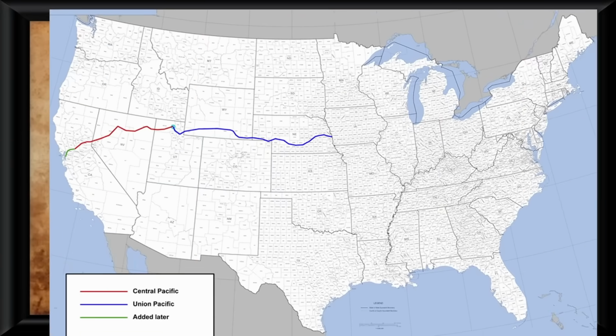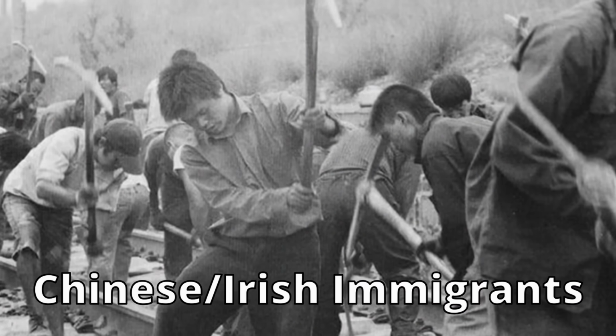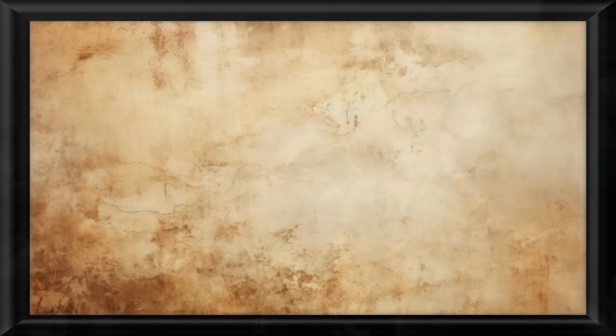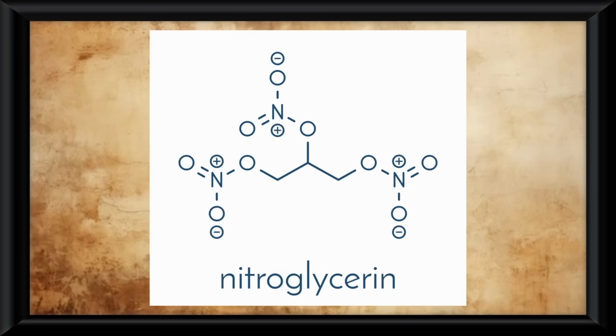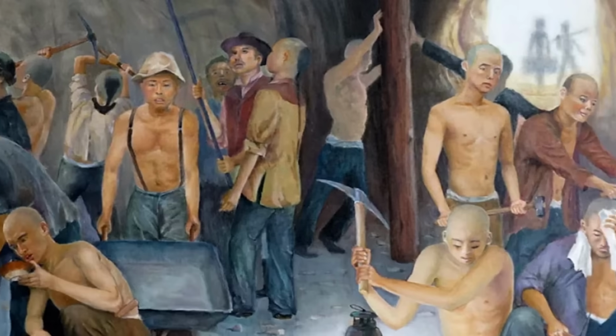So we already talked about the Transcontinental Railroad. What we didn't talk about was that the people building this railroad were mostly Chinese and Irish immigrants. And understand that this was no easy job. A very dangerous explosive called nitroglycerin was constantly used to blow out tunnels, and it would make it very dangerous to work on these railroads.